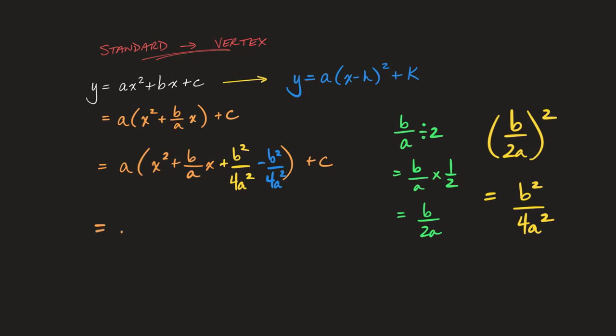So, I now have my a times my x squared plus b over a x. But this becomes my problem. I don't have a perfect square inside my brackets because I got that extra blue fraction. I really wish that that blue fraction was not there. Well, how do you get something out of brackets? We expand. So what I'm going to do is I'm going to take my a and I'm going to multiply that by my blue. I'm going to expand my blue term out of the brackets.